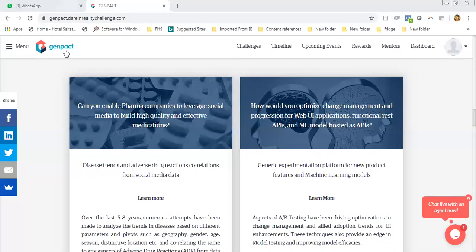So let's move on to the next use case. That's a little down on the page. Yeah, okay.